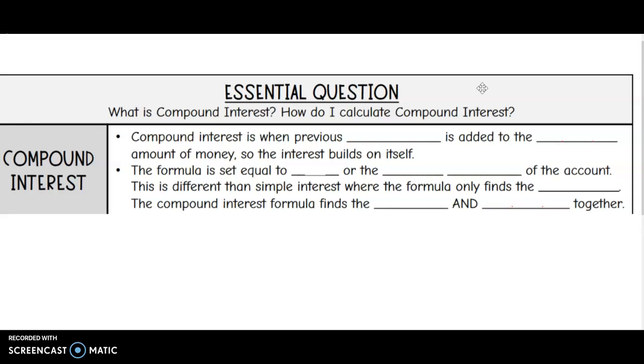Today we're going to be looking at compound interest, and I got a little essential question here. What is compound interest, and how do I calculate compound interest? So let's take a look. We're going to go through some notes on what compound interest is right here.